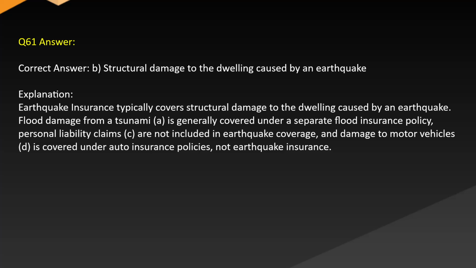Explanation: Earthquake insurance typically covers structural damage to the dwelling caused by an earthquake. Flood damage from a tsunami is generally covered under a separate flood insurance policy. Personal liability claims (C) are not included in earthquake coverage, and damage to motor vehicles (D) is covered under auto insurance policies, not earthquake insurance.